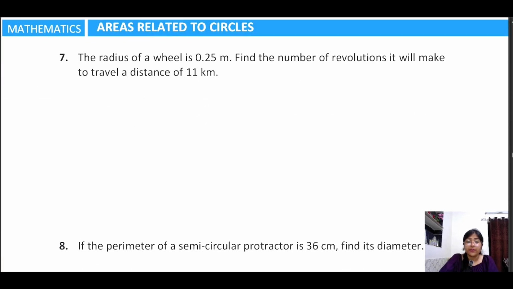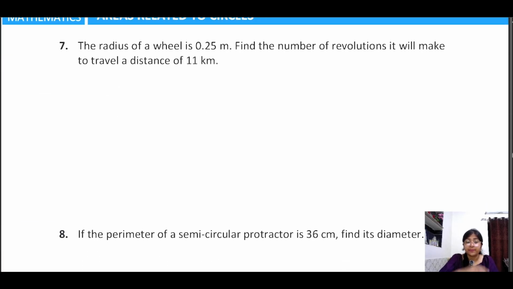Moving forward. The radius of the wheel is given as 0.25 meter. They are asking to find the number of revolutions. If the total distance traveled by the wheel is 11 kilometer, we can convert 11 kilometer into meters. Yes or no? Yes. 1 kilometer is equal to 1000 meters, so we will write 11,000 meter.